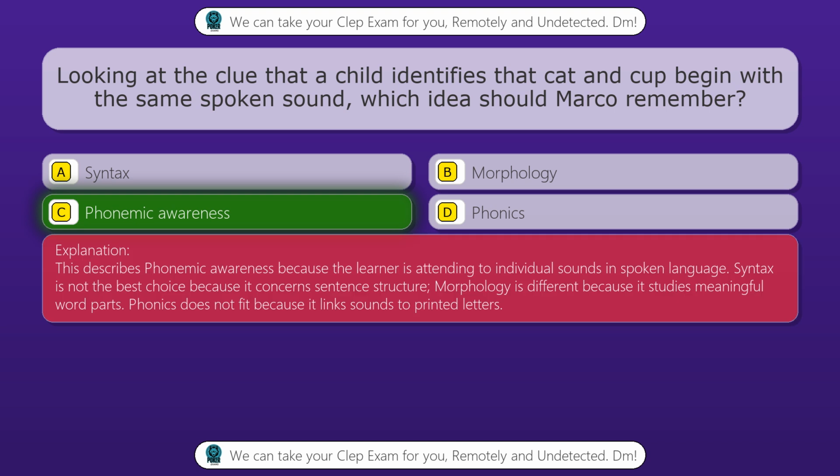This describes phonemic awareness because the learner is attending to individual sounds in spoken language. Syntax is not the best choice because it concerns sentence structure. Morphology is different because it studies meaningful word parts. Phonics does not fit because it links sounds to printed letters.